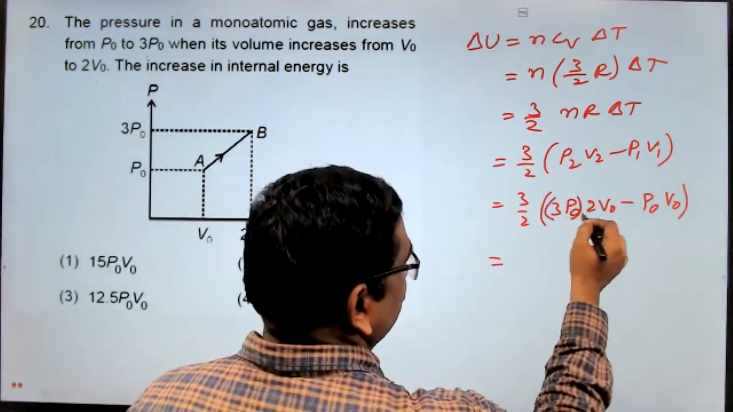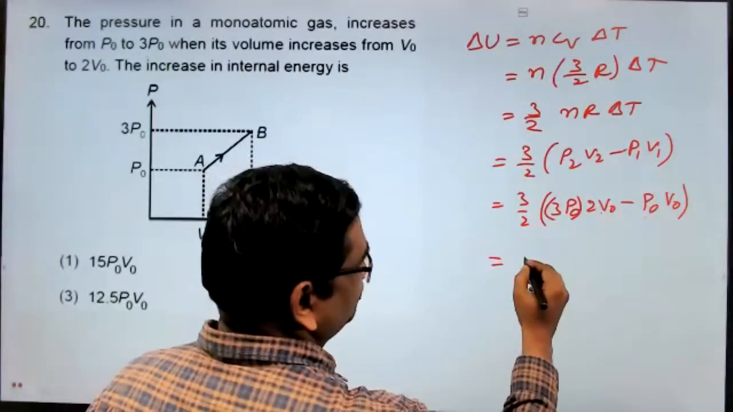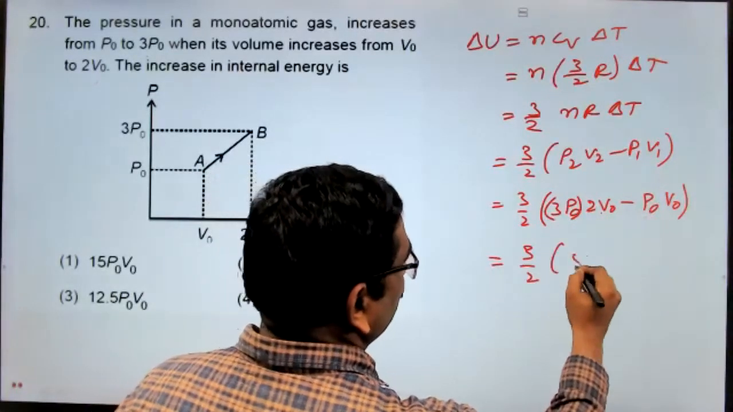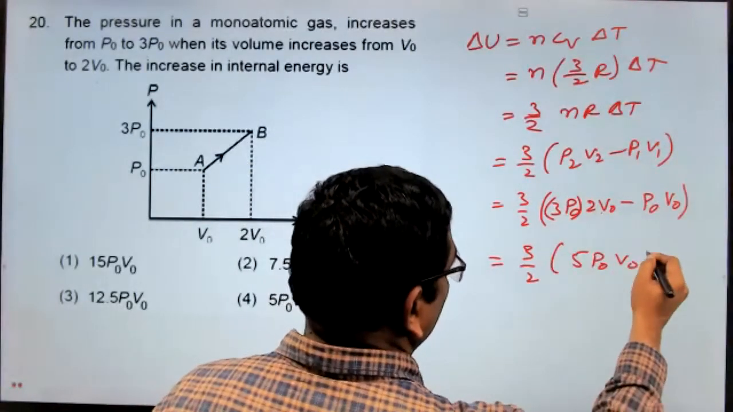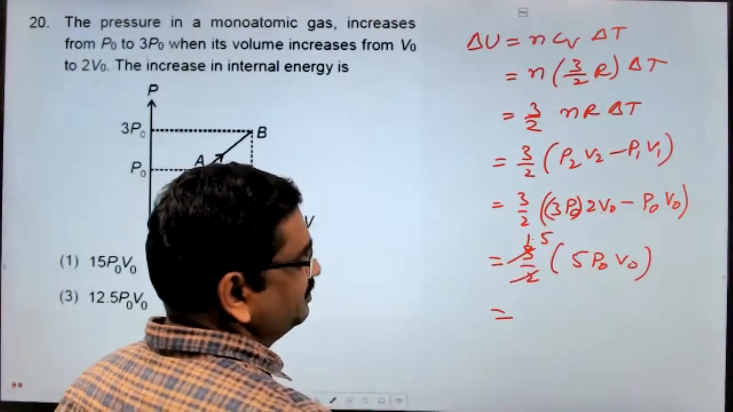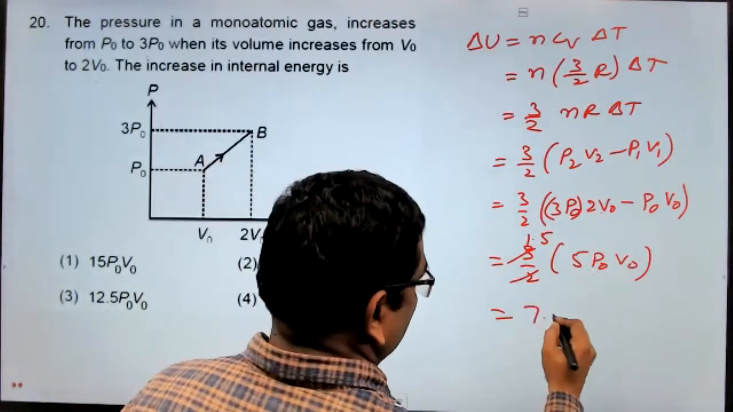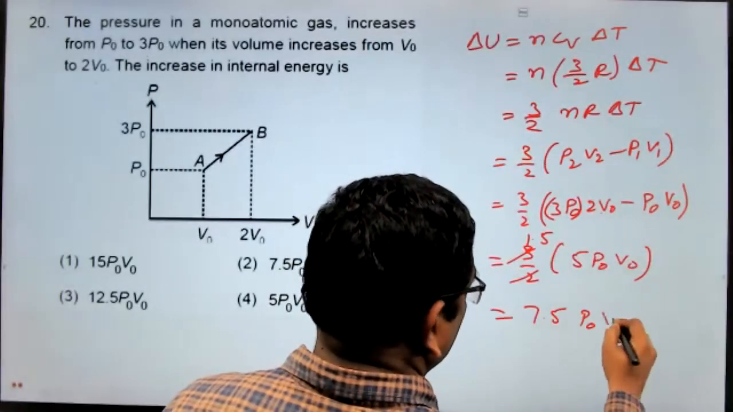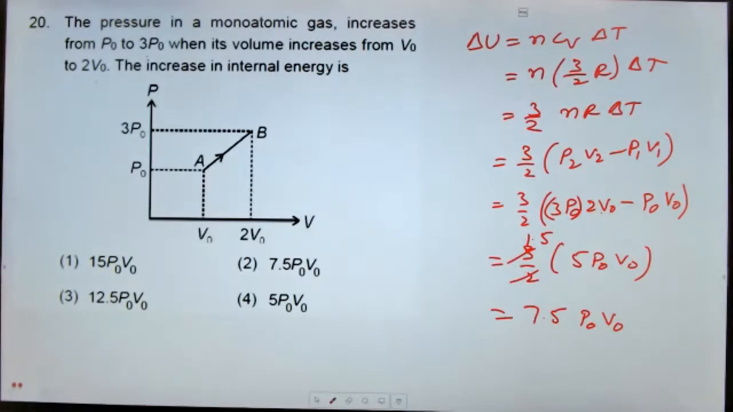So how much is it? 3 into 2, 6. 6 minus 1, 5. 3 by 2 into 5 P0V0, that equals 1.5 into 5, which is 7.5 P0V0. Go with the second option. I am just writing PV equal to nRT, so instead of nRT, I am writing P2V2 minus P1V1.